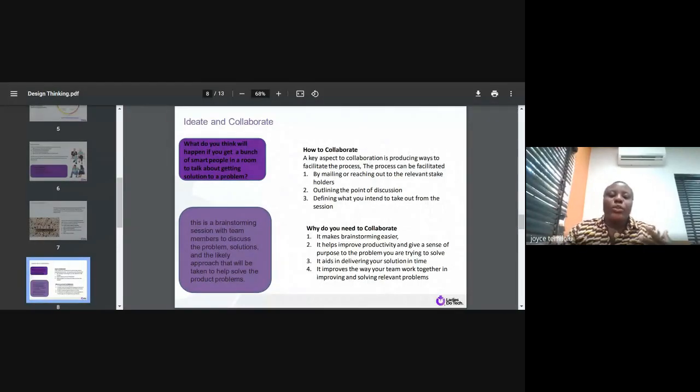So ideating and collaboration is a brainstorming session with team members to discuss the problems, solution, and the likely approach that will be taken to solve the product problem, right? Is brainstorming with the right people and coming up with a solution, right? Everybody brings the idea, you document, I'm like, this is the approach you should take. You have a discussion. Sometimes I've had discussions that go to 2, 3 hours, but as long as you come up with a solution, I'm fine.